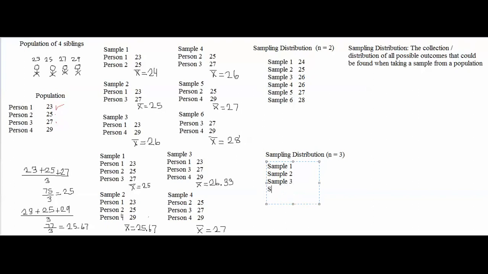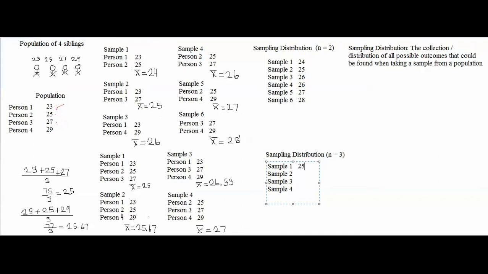If we take a sample of 3 people and record the ages of the 3 people and then calculate the mean of the sample, we'll end up with one of these 4 numbers. So these 4 numbers are the collection of possible outcomes that could be found when using a sample of 3 people. So let's write out those possible outcomes.